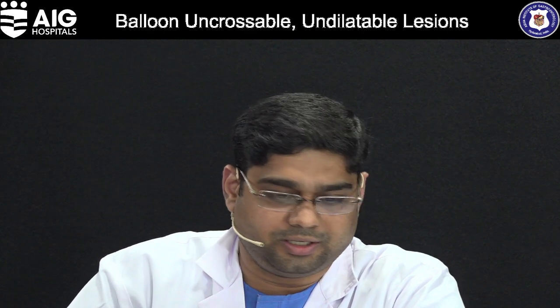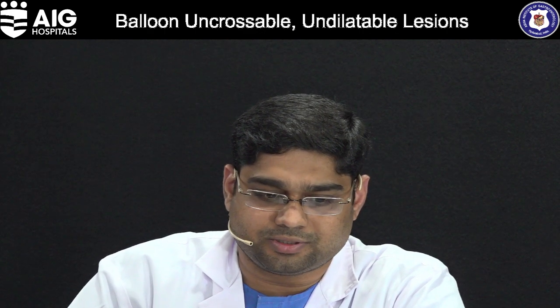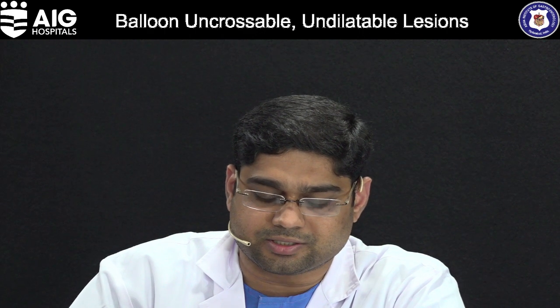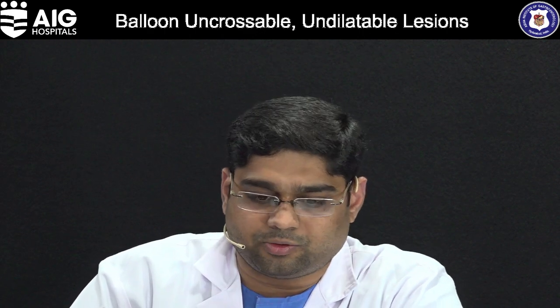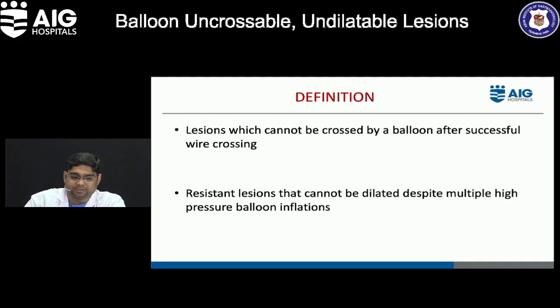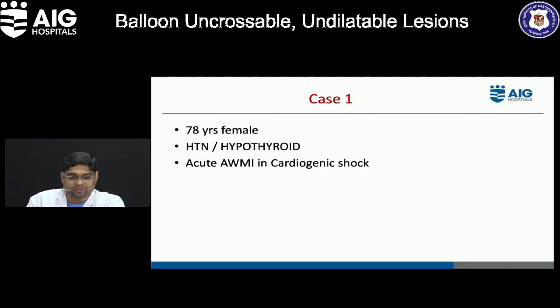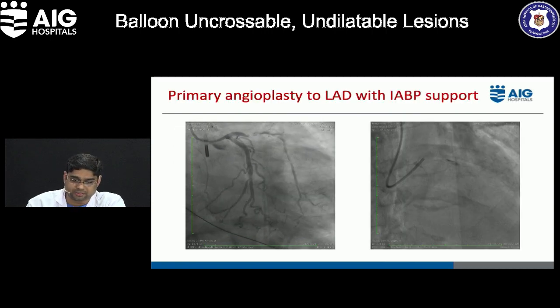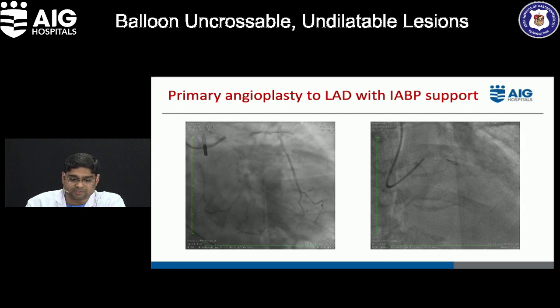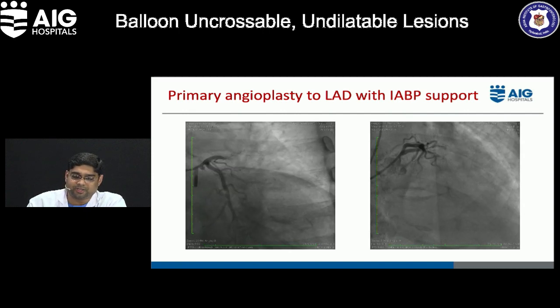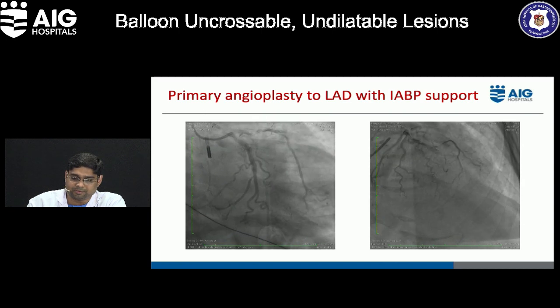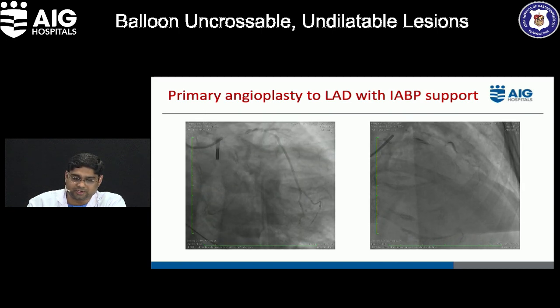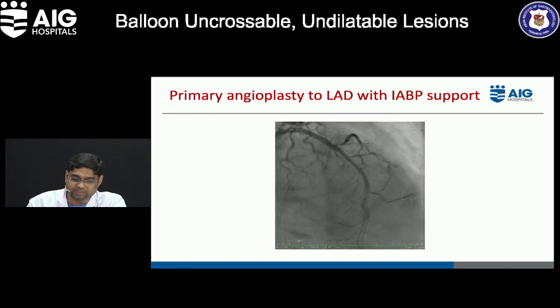Today I'll be discussing two case examples where we encountered undilatable lesions, how we approached them and how we finally succeeded. Case 1: a 78-year-old female, hypertensive, hypothyroid, presented with acute anterior wall MI, and she was in cardiogenic shock. She was pretty sick and taken up for primary angioplasty. As expected, the LAD was the culprit with a thrombotic occlusion in the proximal LAD. LCX was fine. With IABP support, we did angioplasty to the LAD with a good result.